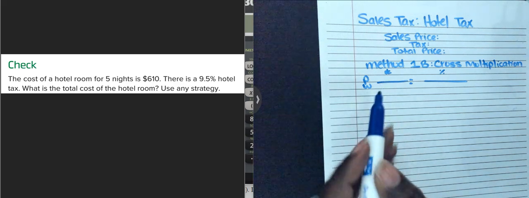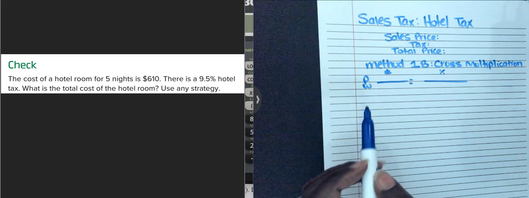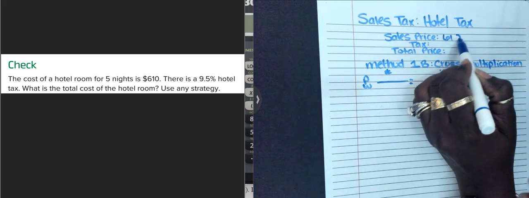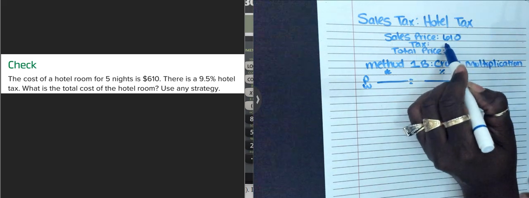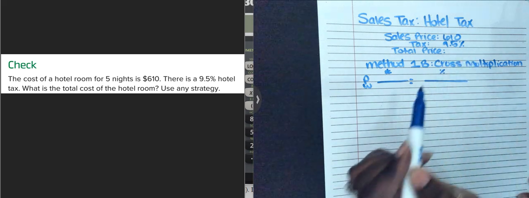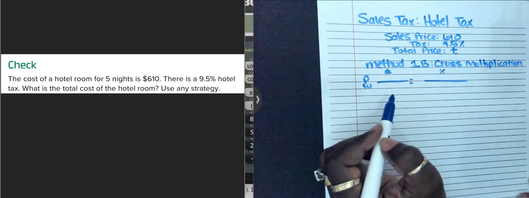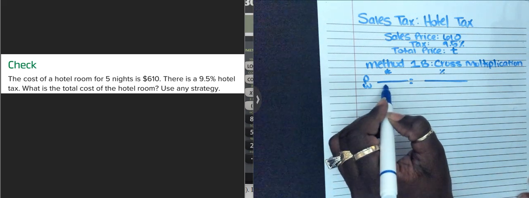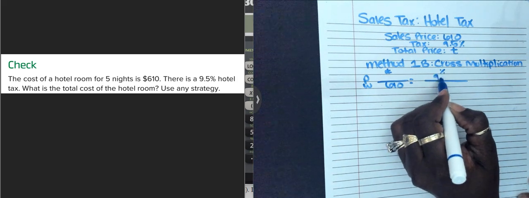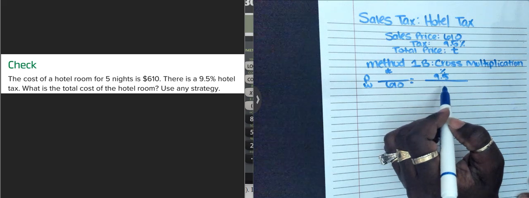All right. So hopefully you got the answer. What we're going to do is look at the story, and I see that the hotel room is $610. That's our sale price. We also see the tax is 9.5%, and we're looking for the total price. So we're going to call that T for our total price. Okay, so we have 610 that represents the whole dollar amount. And then we have 9.5%, which represents the part or the piece of the percentage that we need to pay.